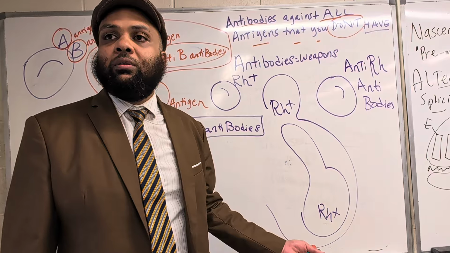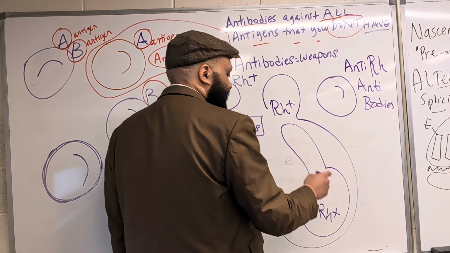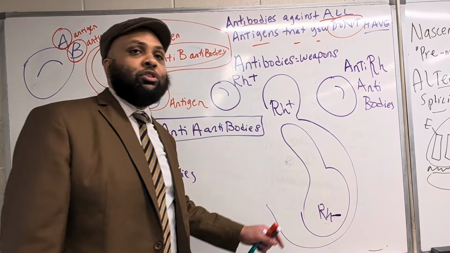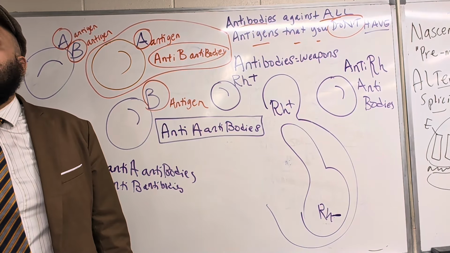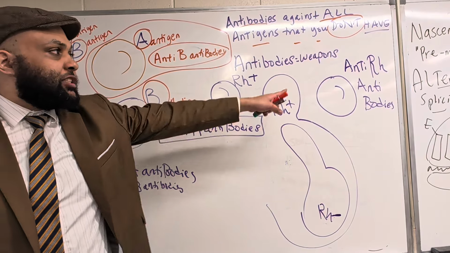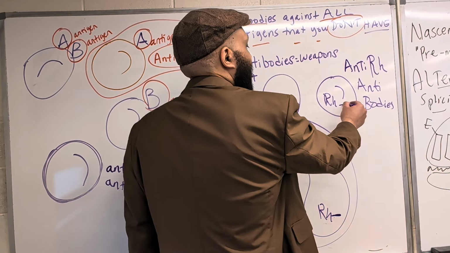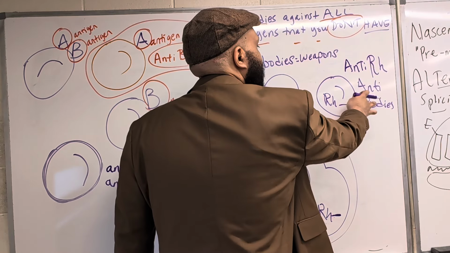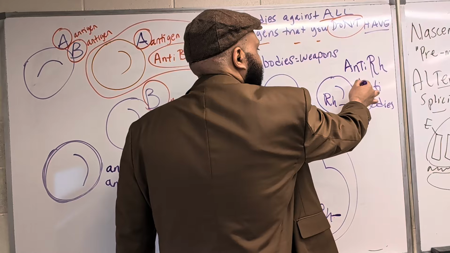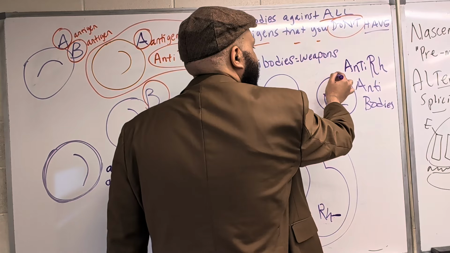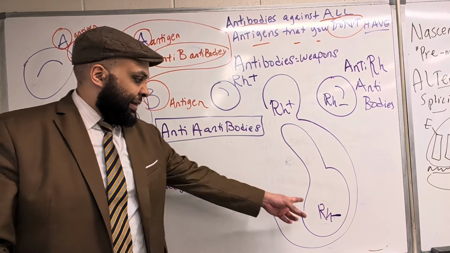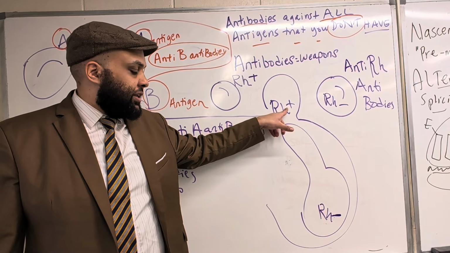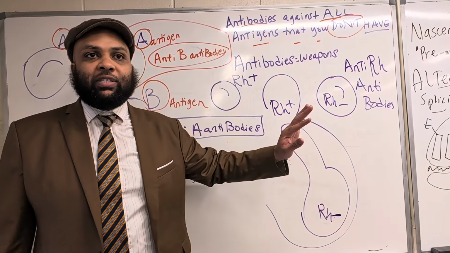We're compatible. If the mom is RH positive and the baby has no RH, will the mom destroy the blood of the baby? What does RH minus mean? RH minus means you have nothing. It means you have no RH on you. The baby doesn't attack the mom. The one who attacks is the mom. If you're RH positive and the baby is RH positive, it's all safe.